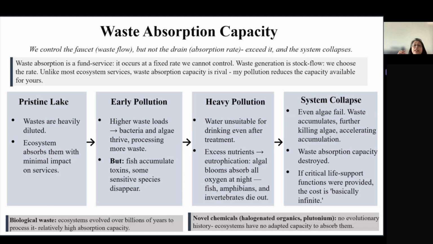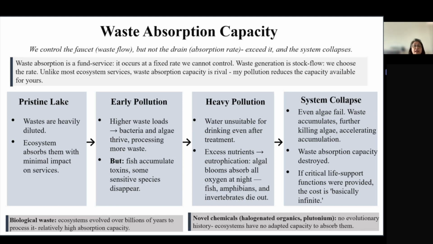Finally, at some point the system collapses. Even if you have removed the algae and cleaned it, waste accumulates faster than anything can process it, further degrading the remaining biological community. The waste absorption capacity of the system is destroyed. Restoring it requires extraordinary effort, right? In some cases, it is in fact impossible.